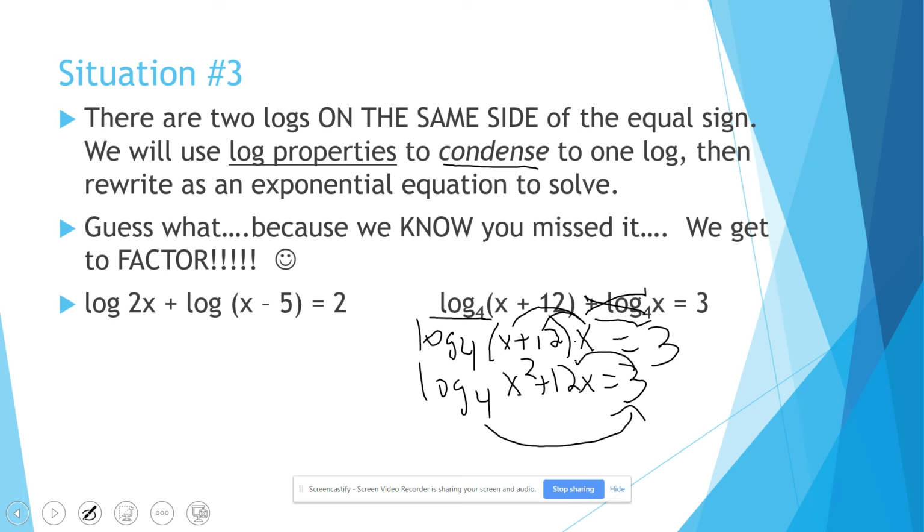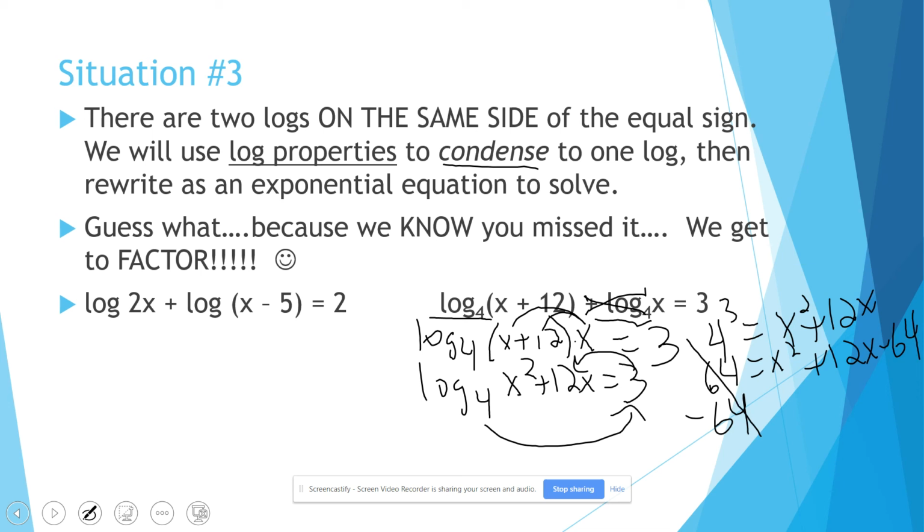Now that we have a single log, we rewrite it using our circle of logs or left, right, center. So we have 4 to the third power is equal to x squared plus 12x. 4 to the third is 64. And then remember, because we know we want to factor and solve, we need it to be equal to 0. So I'm going to again subtract the 64 over to the right side. So I'm equal to 0 on the left, and I can factor on the right.